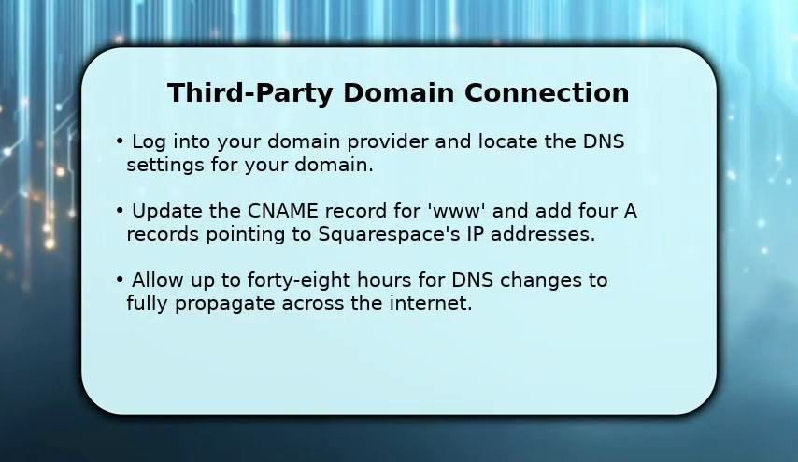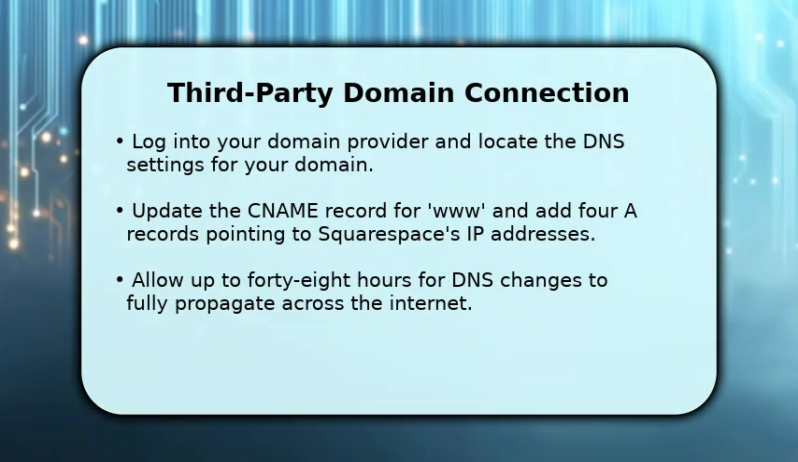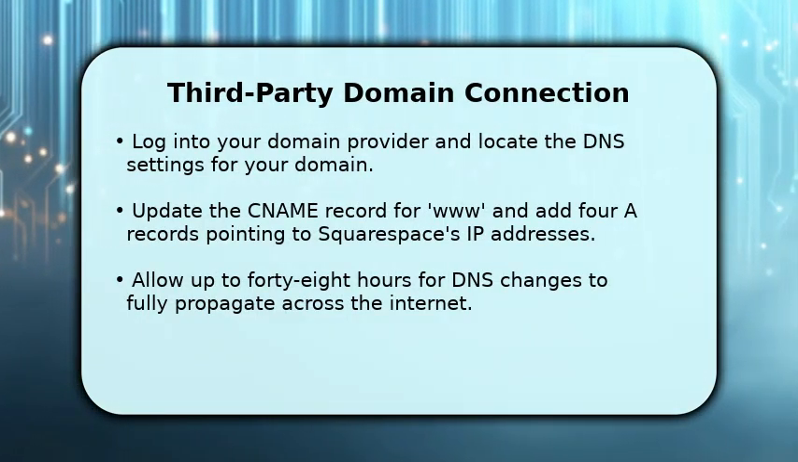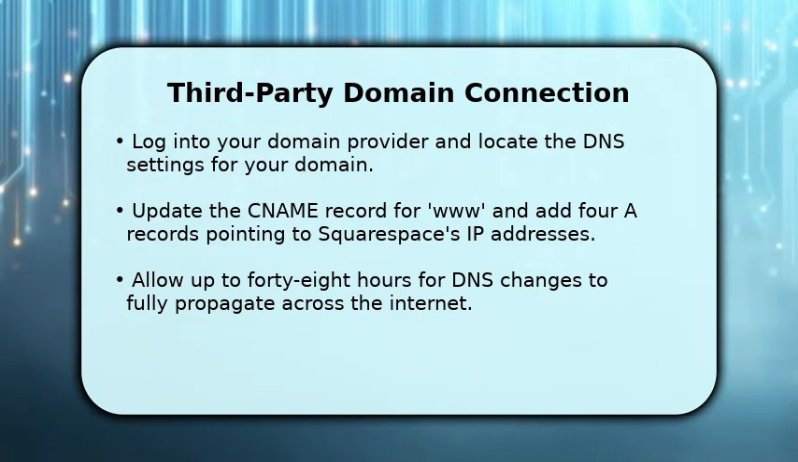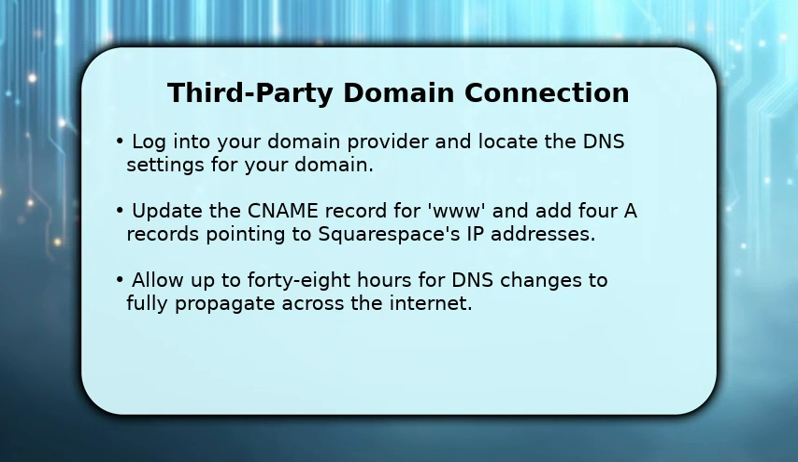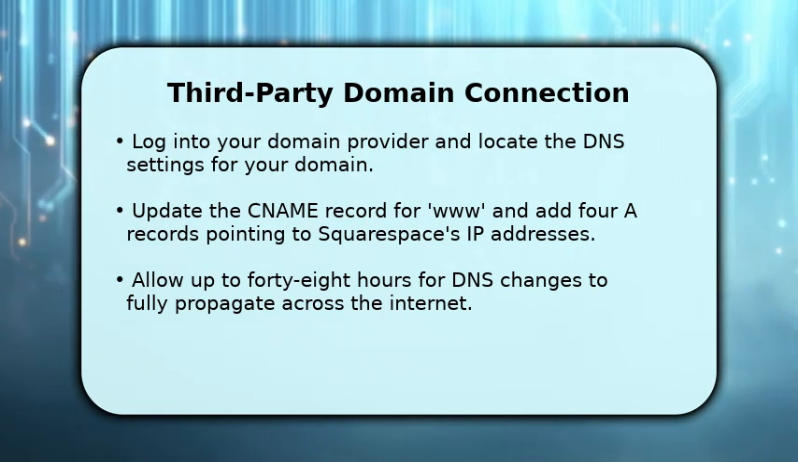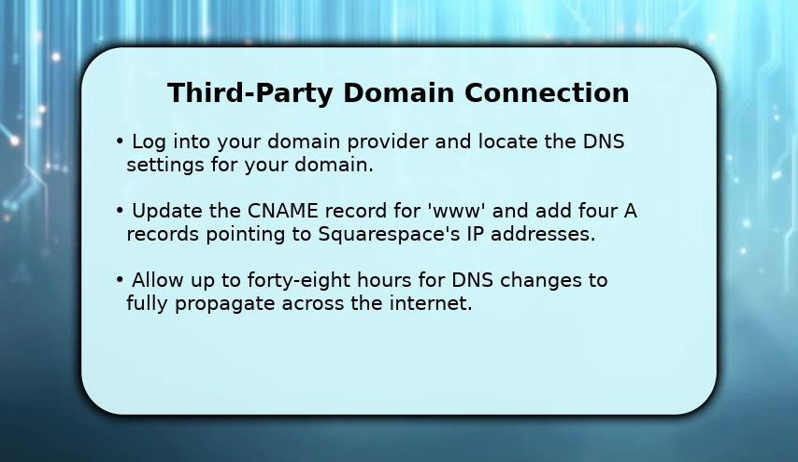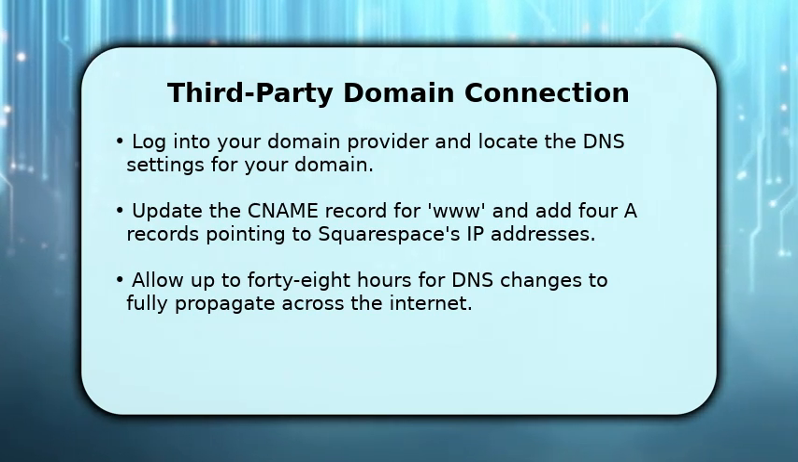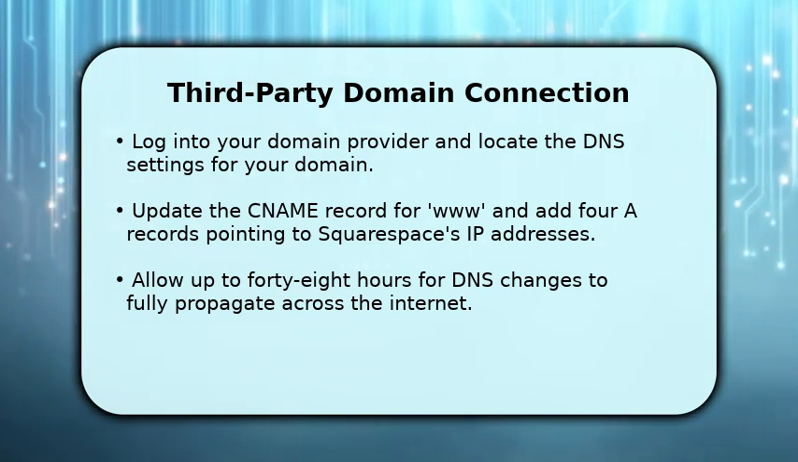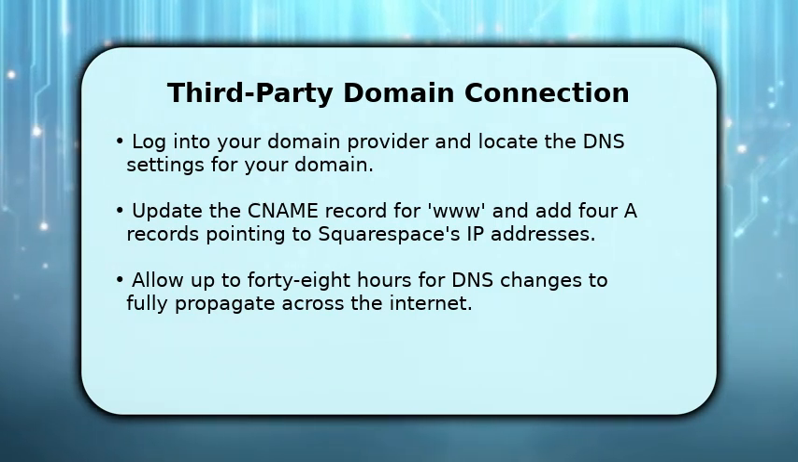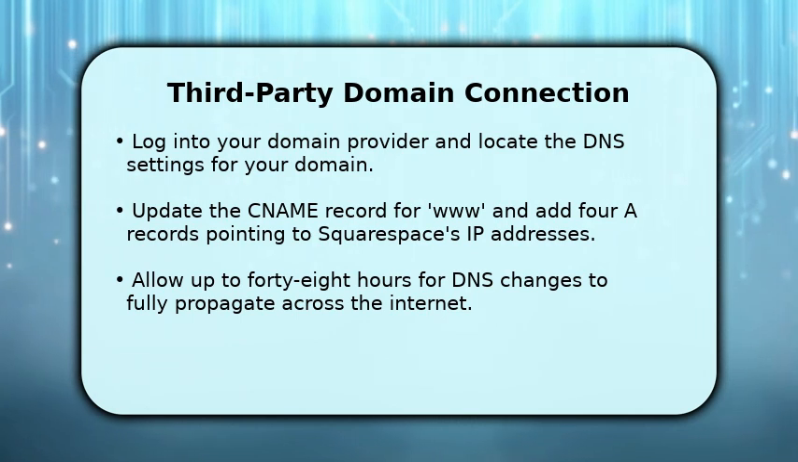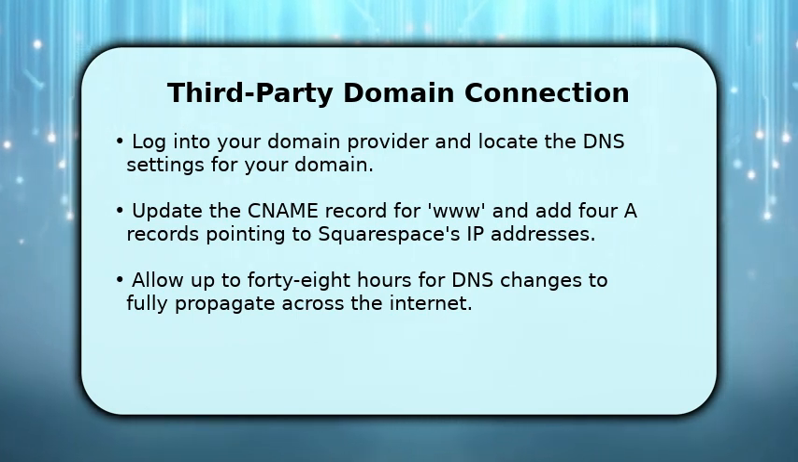To connect a third-party domain, begin by logging into your domain provider's account and finding your domain's DNS settings. You will need to update the CNAME record for www to point to Squarespace and add 4 A records with specific IP addresses provided by Squarespace. This process tells the internet where to find your website. Remember, it can take up to 48 hours for these DNS changes to fully propagate globally, so patience is key.